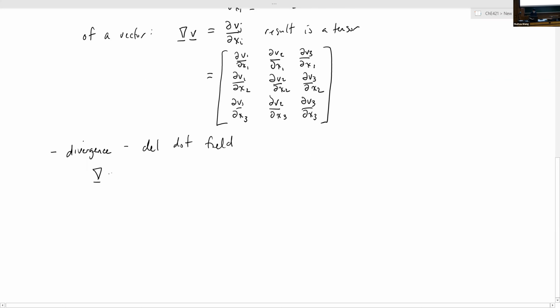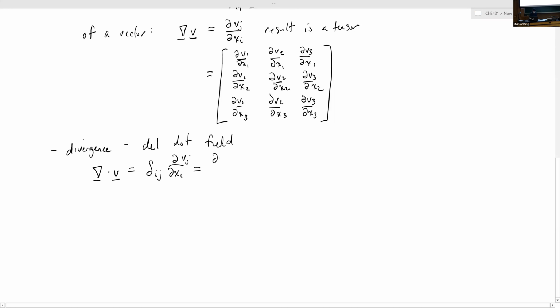And so del dot v is then, well, the definition of a dot product is delta ij times the first thing i, the next thing j, right? So that would be like that. Sorry. Right? But we often just do a shorthand and write that, right? Again, it doesn't make sense to do a divergence of a scalar field, but you can also do a tensor field.